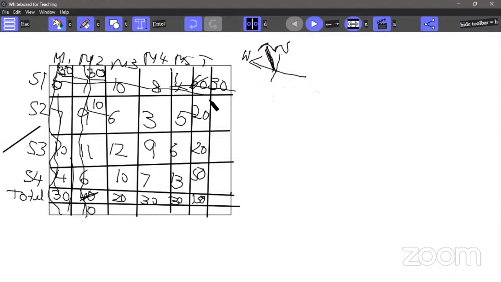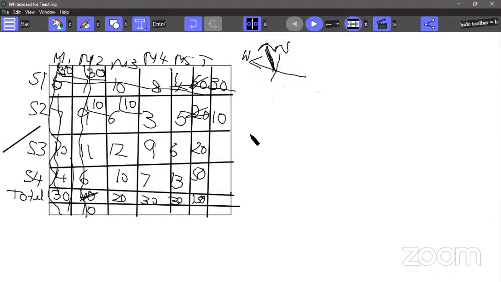Now in the S2 factory, out of 20, how many units are gone? 10. So 10 are still left over. Now we will come to the S2 M3 cell. How much is M3's demand? 20. But how much can S2 supply now? 10. So allocate 10.